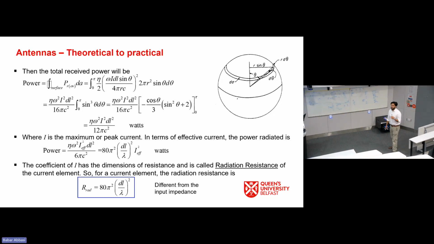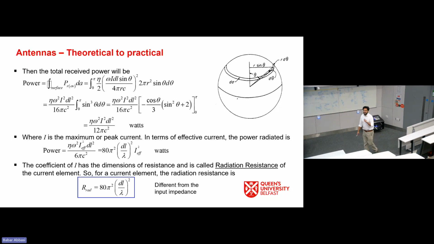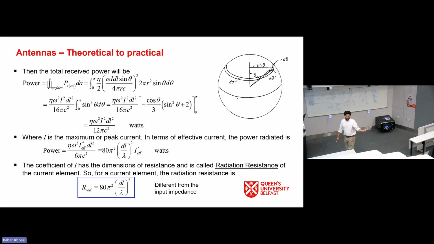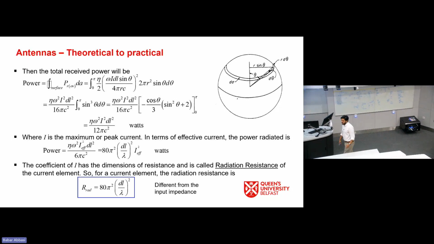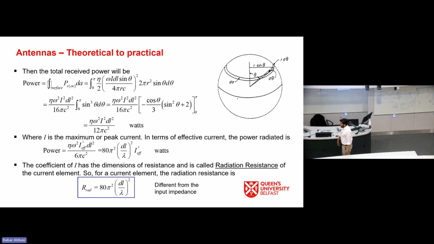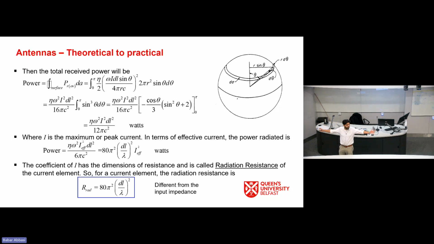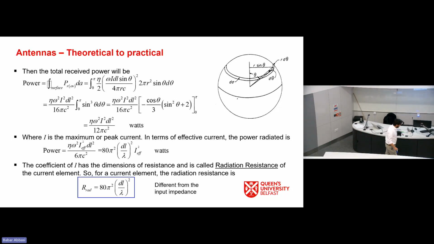So radiation resistance for each antenna is different and it is very subjective to the structure of the antenna. If you have a mobile phone antenna, it will be different. If you have a Wi-Fi antenna, it will be different. If you have a parabolic dish antenna, it will be different.